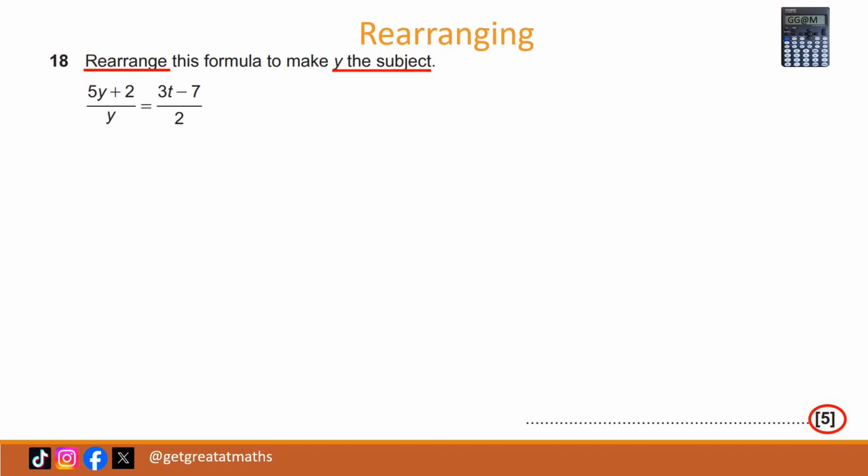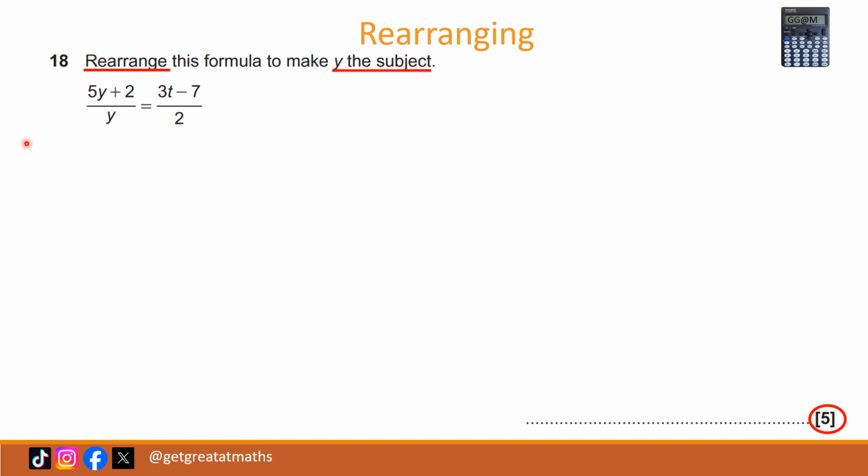Now the reason it is so difficult is because I have got a Y term in the numerator and the denominator on the same side. We've also got fractions on both sides, so it is a really tricky rearranging question, and if you can do this, then you have cracked rearranging.